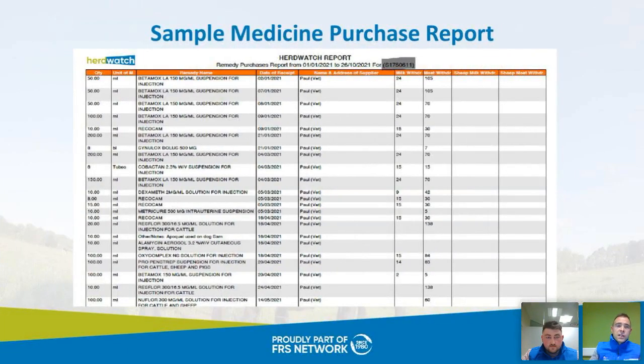What we have here is a sample medicine purchase report. Now, I know it's maybe a little bit hard to see on the screen, but it gives you all the information in detail of everything that you've purchased, so all the medicines going back for the time period that you selected. And it has everything from the name of the medicine, the date you bought it, and withdrawal periods.